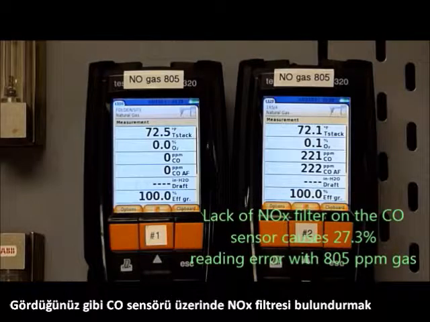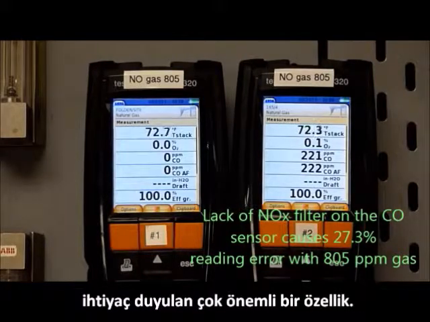So as you can see, having a NOx filter on the CO sensor is a very important feature that's needed.